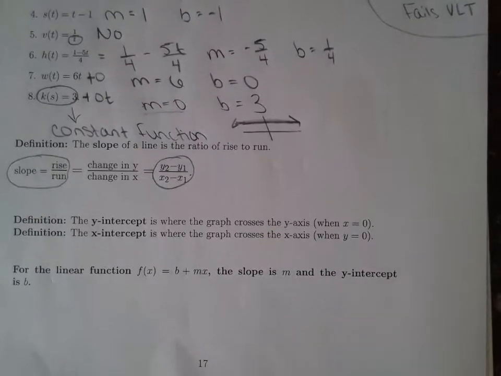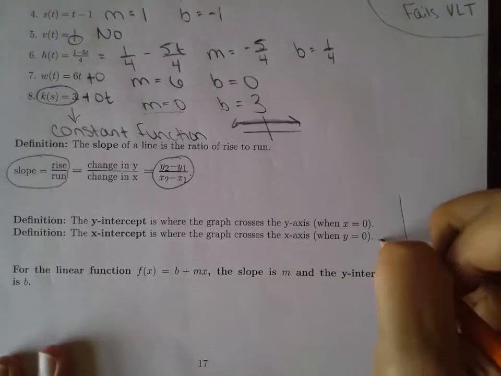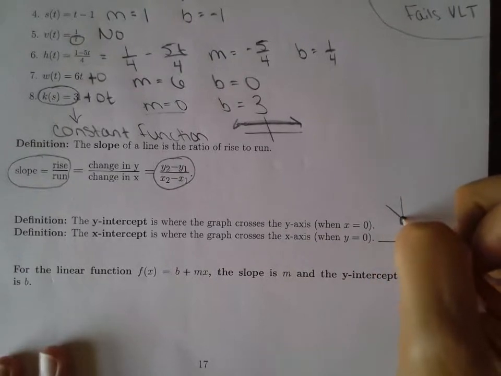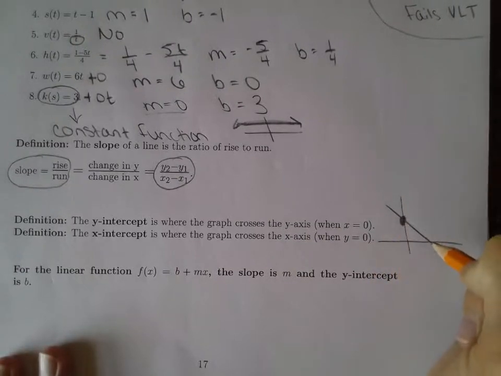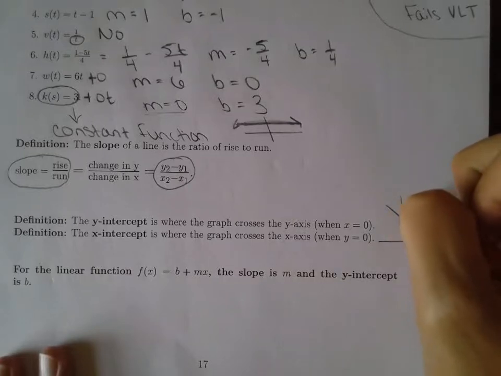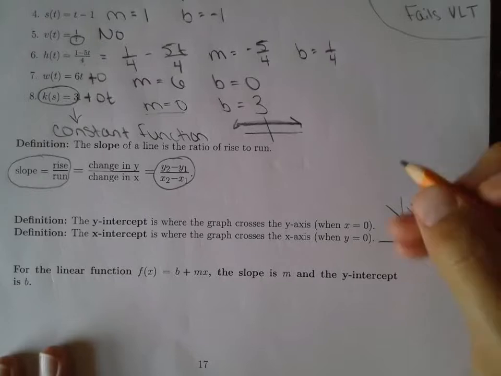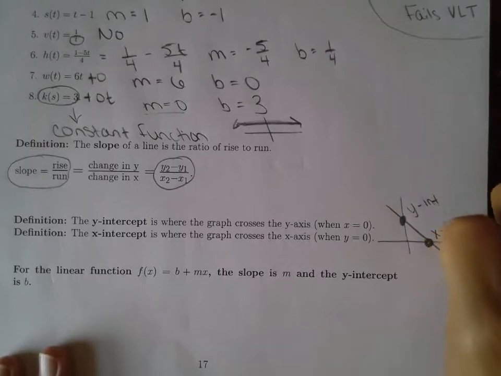We need to do a couple more definitions. The y-intercept is where the graph crosses the y-axis, and the x-intercept is where the graph crosses the x-axis. So if you have some graph here, this point here is where the graph is crossing the y-axis. This would be the y-intercept. And this point here is where the graph crosses the x-axis, so this would be the x-intercept.